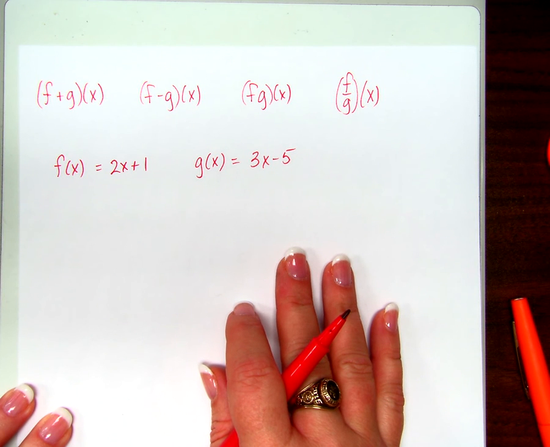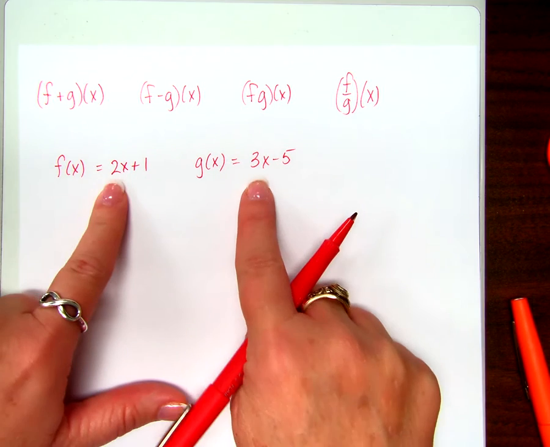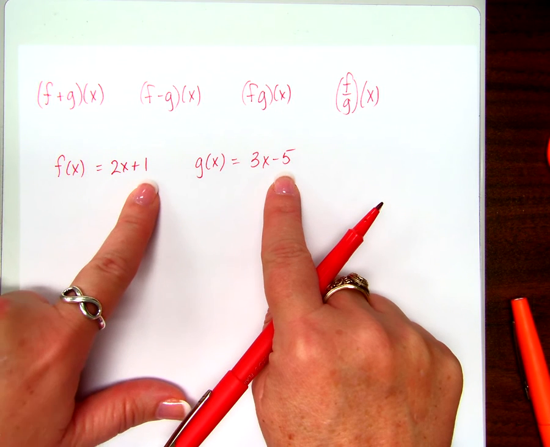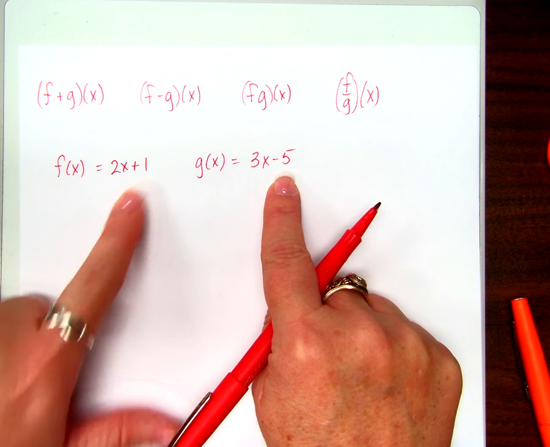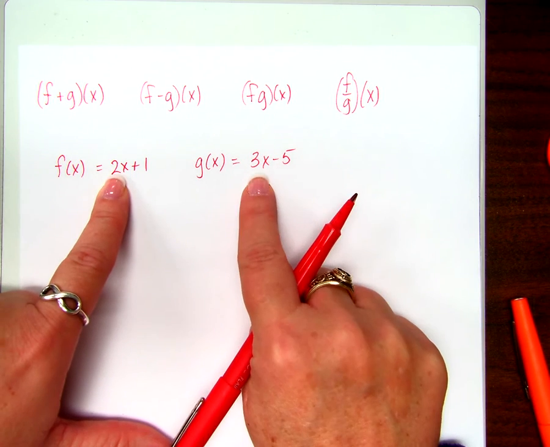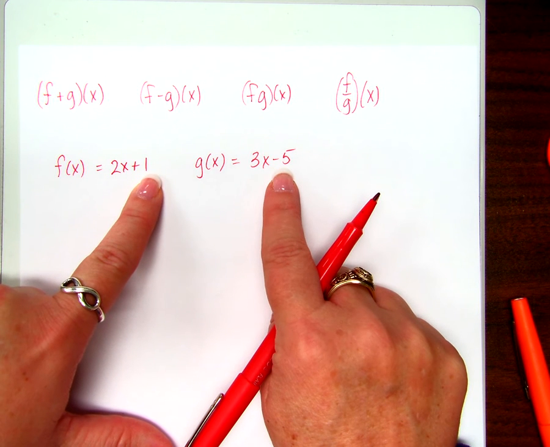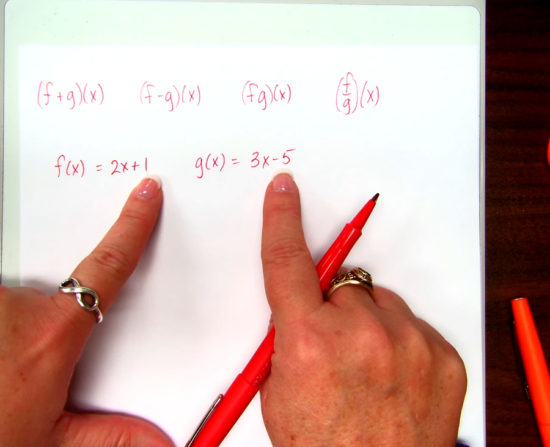What is it? What is f plus g of x? 5x minus 4, right? Could you do f minus g? 2x minus 3x would be negative x. 1 minus negative 5 would be 6. So it would be negative x plus 6, right?